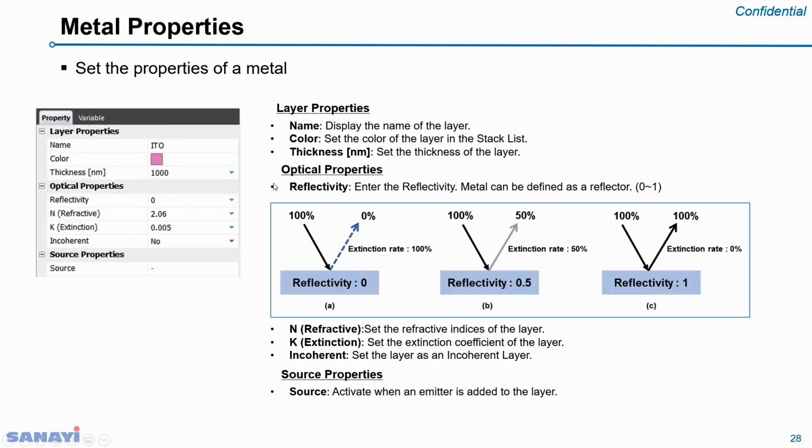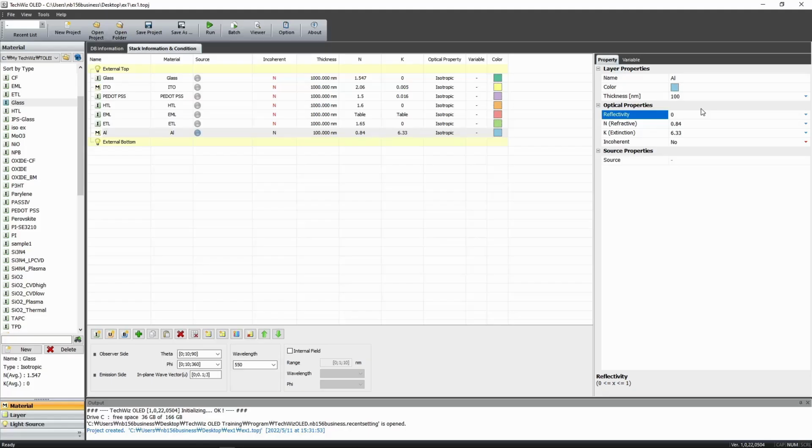So for the reflectivity, enter the value between 0 and 1. For example, if the reflectivity is 0, the incident light is absorbed. Moreover, if you input 0.5, it means that the extinction rate is 50% and the reflection rate is also 50%. In this training, I will use the default value 0.